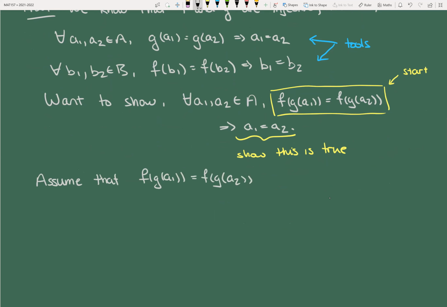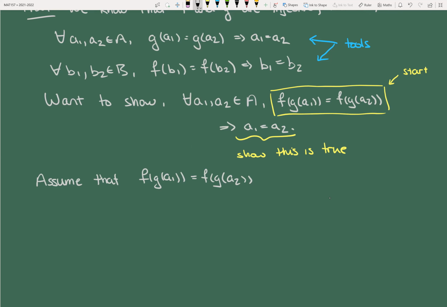That's where I said we were going to start. And again, now we're stuck, right? And when you're stuck, you go and look at your tools and say, okay, according to my tools, what could I use here? Well, I don't know anything about G of A1 being equal to G of A2. I don't know that that's true yet, right?